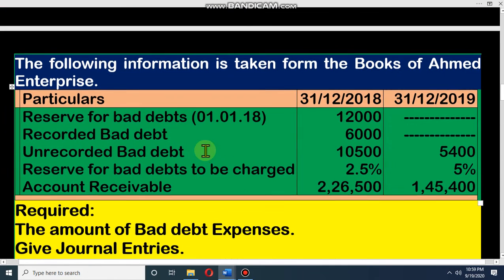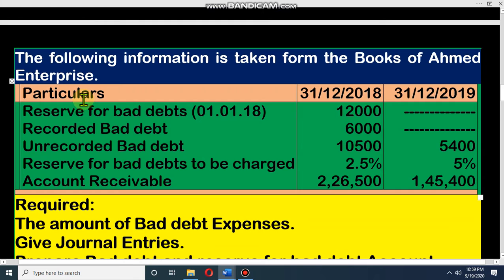Dear student, let's take an example. All of you know that in the previous lecture we discussed how we can find the amount of bad debt expenses, how we can prepare journal entries, and how we can prepare different types of ledger accounts. So this class will show you how you can solve the math.